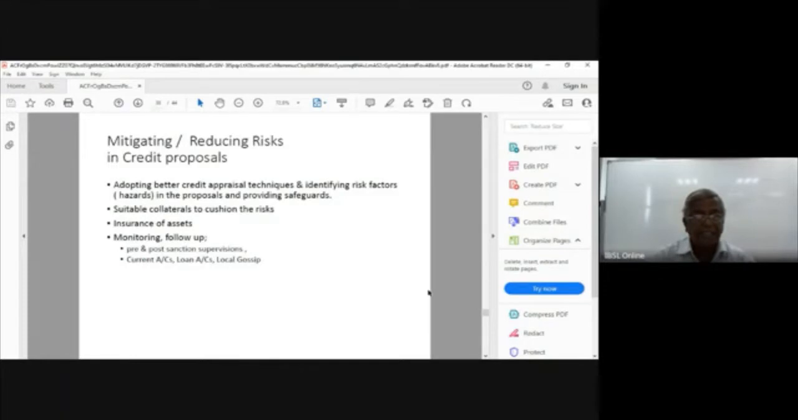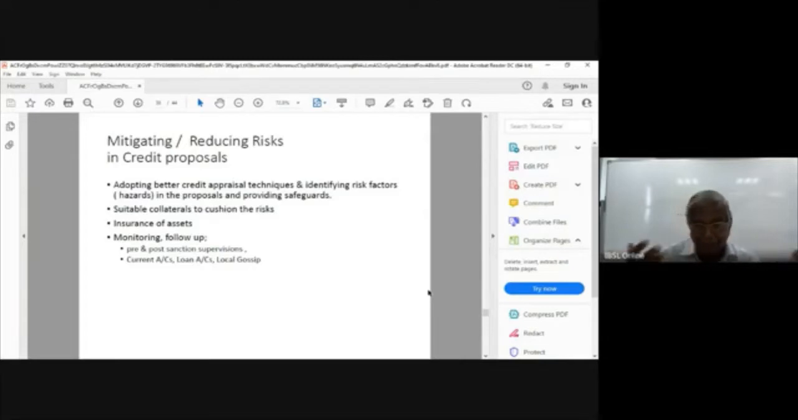Now, mitigating or reducing risk in credit proposals. In this credit proposal there is a risk, and evaluation also will be there. But adopting better credit appraisal techniques, identifying risk factors, that is hazards, in the proposal and providing safeguards is important. What are the various risk factors you have identified in the proposal? Mention them and provide suitable safeguards. Then suitable collateral to cushion the risk: when you have identified the risk, you must get suitable collateral to cushion it.